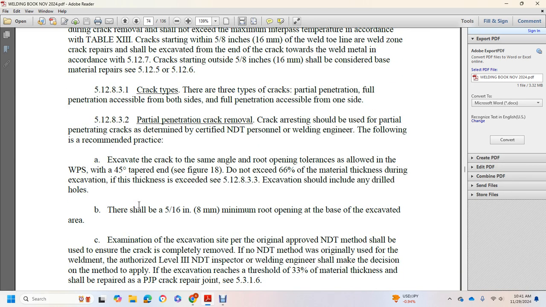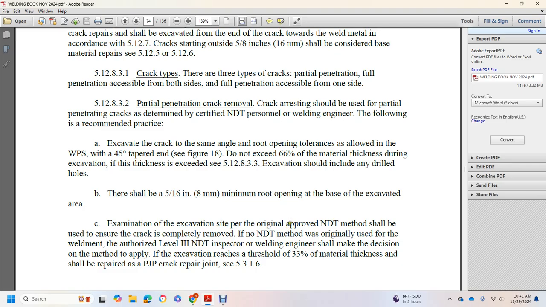Excavate the crack to the same angle and root opening tolerance as the welding performance specification, tapered in at 45 degrees, not to exceed 2/3 of the material thickness during the excavation. If thickness is exceeded, see 5-12-8-3-3. The excavation should include a drilled hole. There should be a 5/16 of an inch root opening in the base of the excavated area.